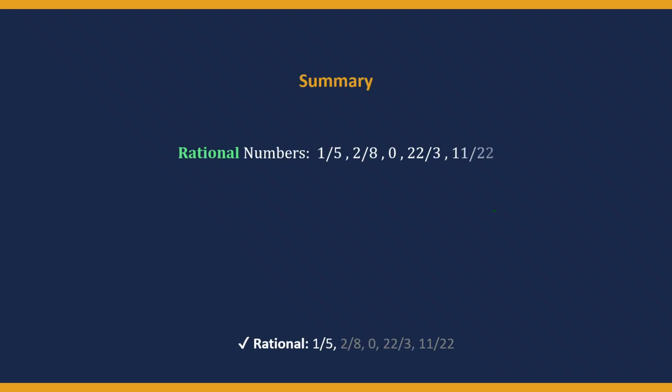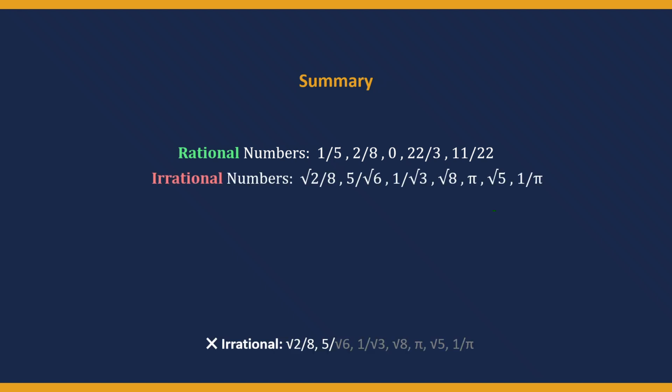And that is our complete solution. To summarize one final time, rational: 1 over 5, 2 over 8, 0, 22 over 3, 11 over 22. Irrational: square root of 2 over 8, 5 over square root of 6, 1 over square root of 3, square root of 8, pi, square root of 5, 1 over pi.